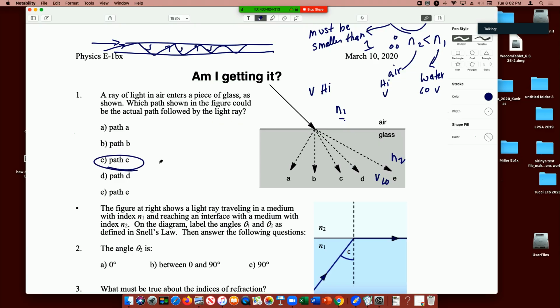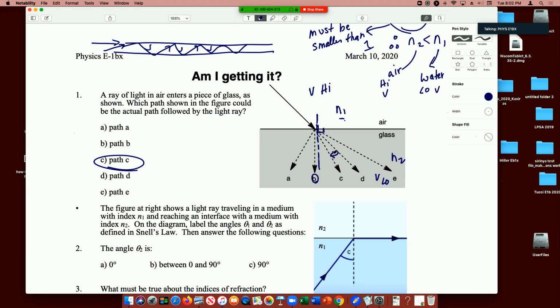So which path makes the most sense? C. Okay, so path D would be if it didn't bend at all, right? It's going straight through. If this is the normal here, B is sort of the normal. It's perpendicular to the surface. So you can see that compared to going straight through, C is bending towards the normal. Okay, so C is right.